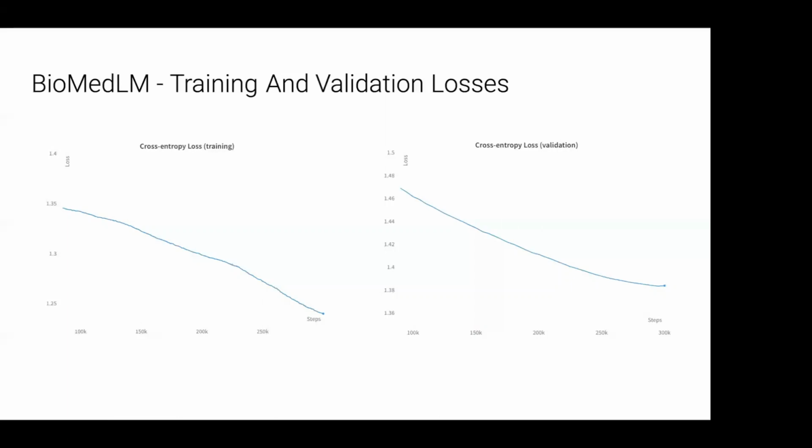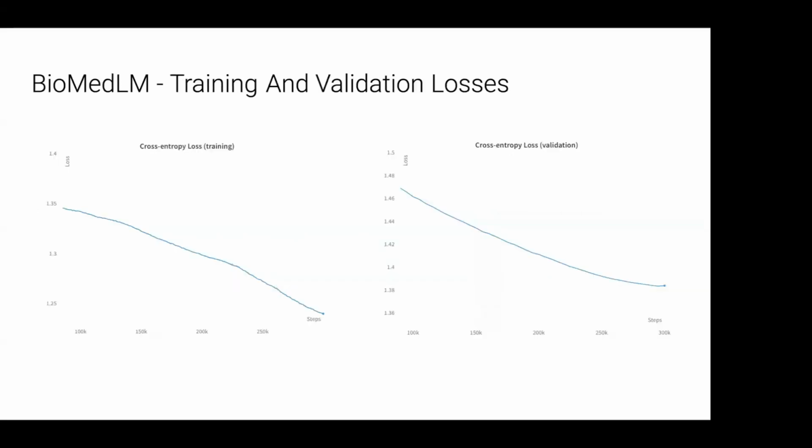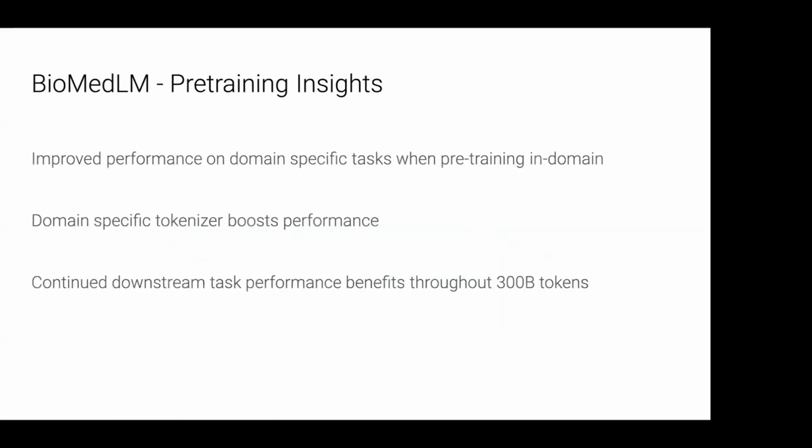So here's a graph showing that we did see continuing loss improvement for the model on both the training and validation sets. And I think some of the insights we learned while training this are that you can improve your performance on domain specific tasks by building a specific model for that domain. Having a tokenizer that's for your domain can help. And as these graphs show, over the whole training run, it was helpful to continue training it. And we saw better downstream task performance as we kept training it.